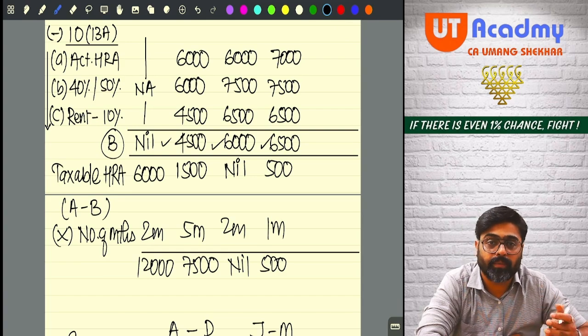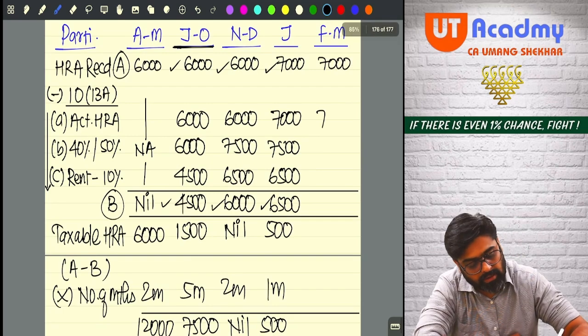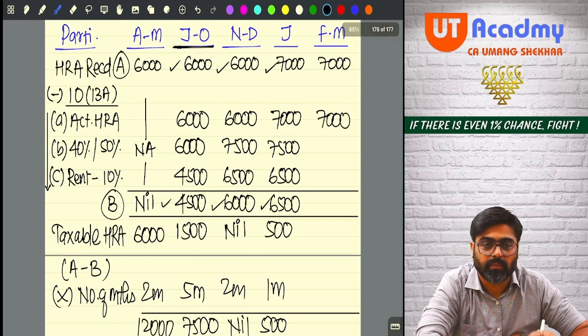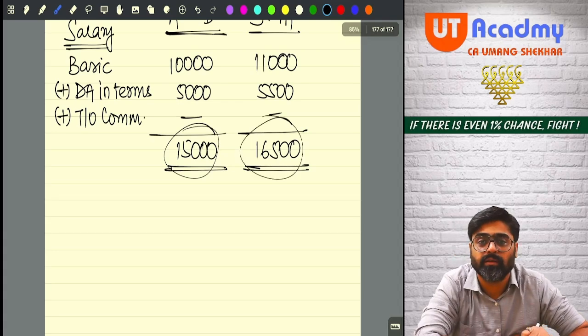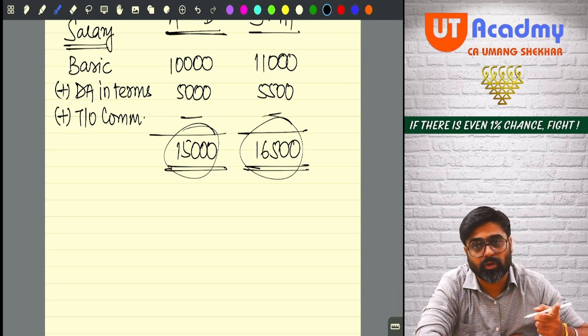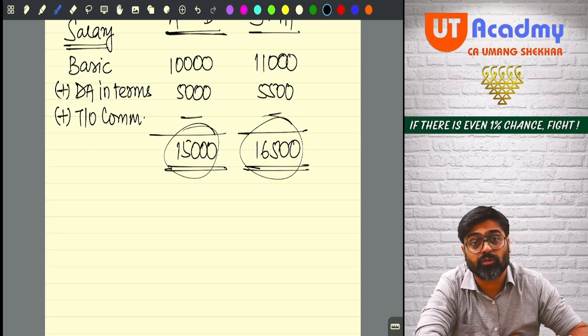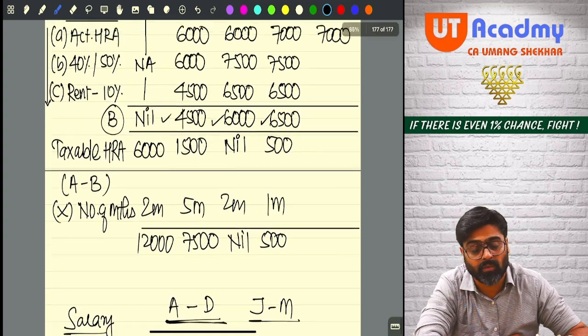Now coming to February and March. February and March, HRA is 7,000. But my salary is changing. It is becoming 16,500. Now can you check? 16,500, I will do 50% of that. Why? Because for February and March also rent is paid in Delhi. So 50% of salary. But now the salary is 16,500. So 50% of 16,500 will be how much?